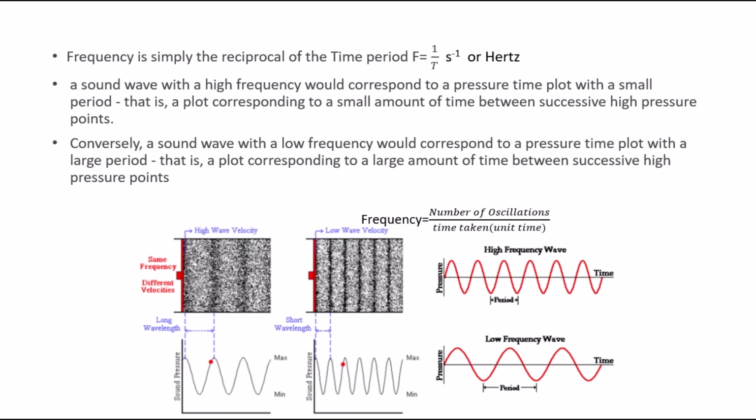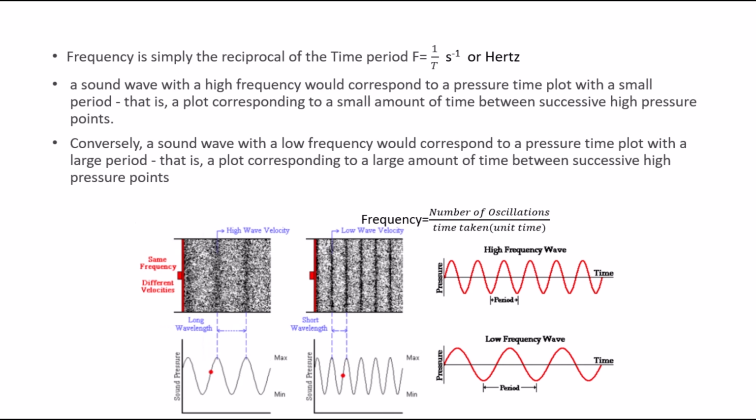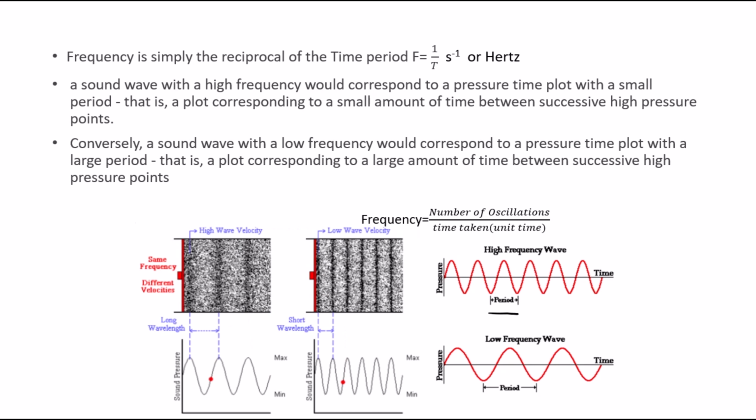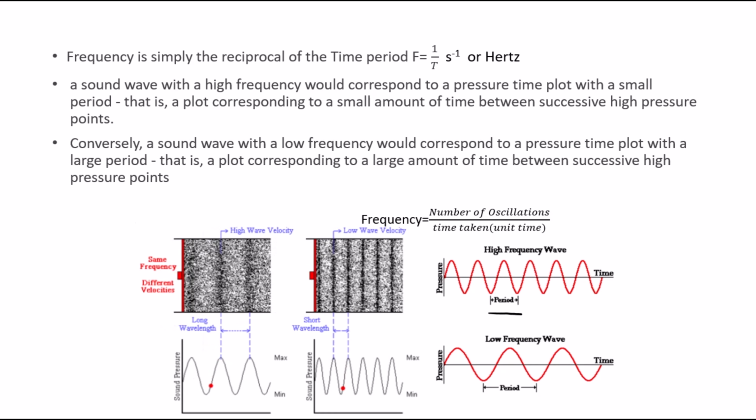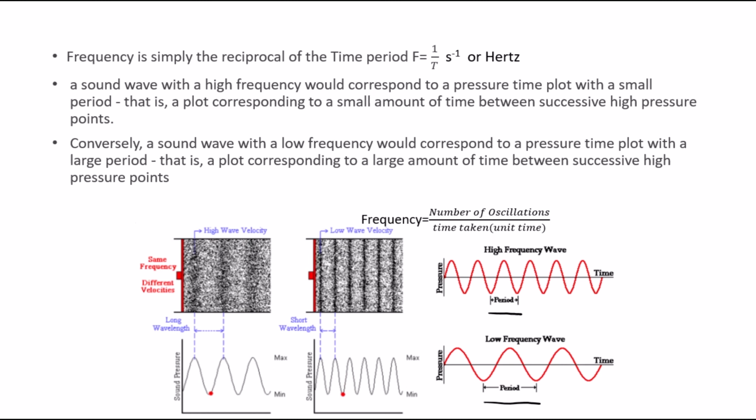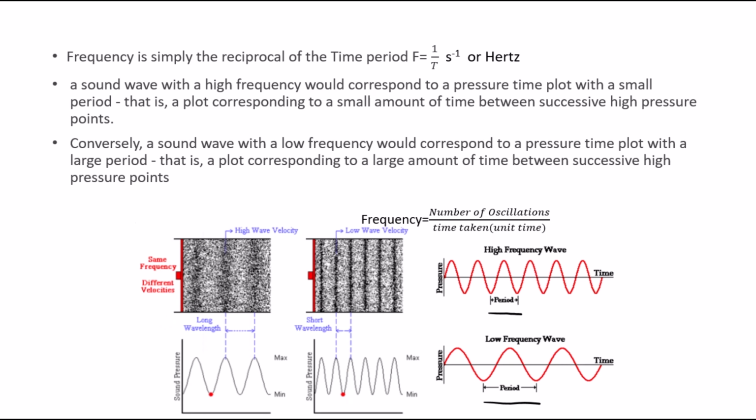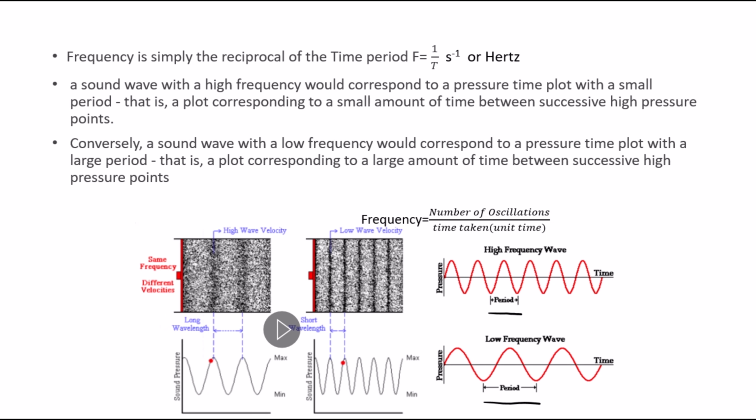Let's move on to higher frequency and lower frequency. The frequency is simply the reciprocal of the time period. As you can see here, the lesser the time period, higher the frequency. The more the time period, lower the frequency. You can also see here that in a given time, the number of oscillations is high, whereas here the number of oscillations are low. So according to the formula, we can tell that the more number of oscillations, the higher the frequency. The lesser number of oscillations, lower the frequency.